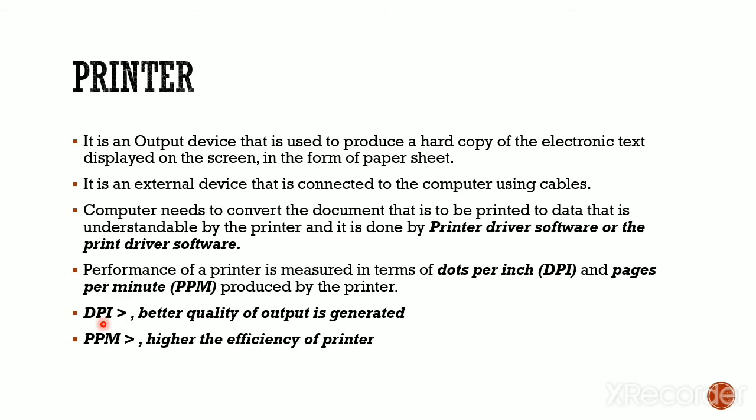Okay, PPM is how many pages the printer has to print. Maybe 1 to 4 pages in 1 minute. That means the efficiency is good. If it is 5 to 6, that is even better. Okay, that means that is an efficient printer.